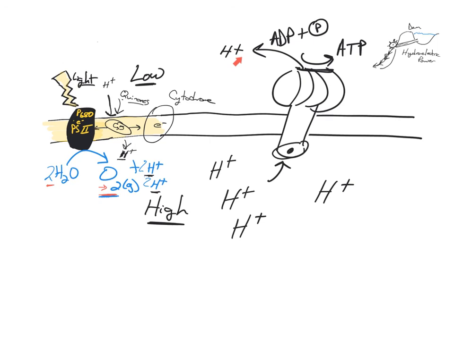What stops it from getting equal? Look at the system. Think about it. What stops it from getting equal? This is all along the thylakoid membrane. And don't forget, this is the stroma over here, of the chloroplast. And this is the lumen, the thylakoid lumen.